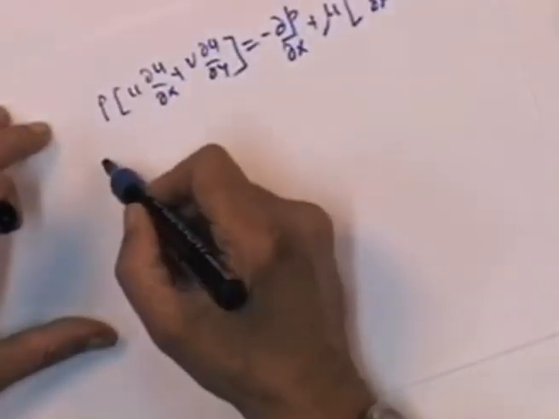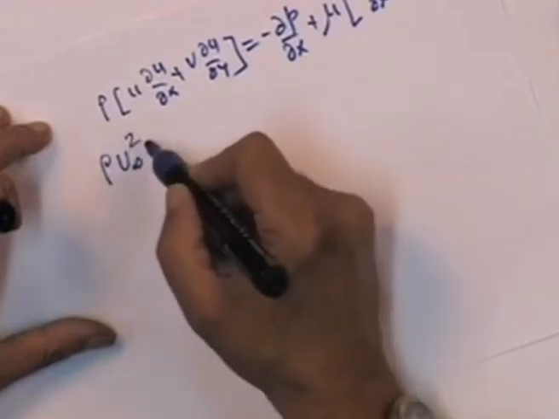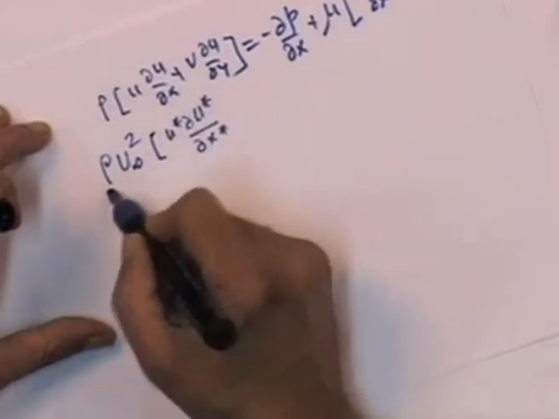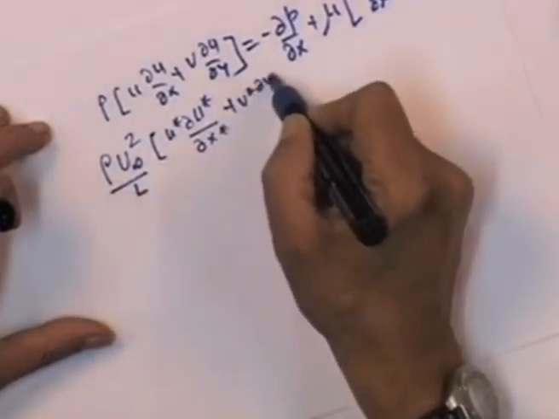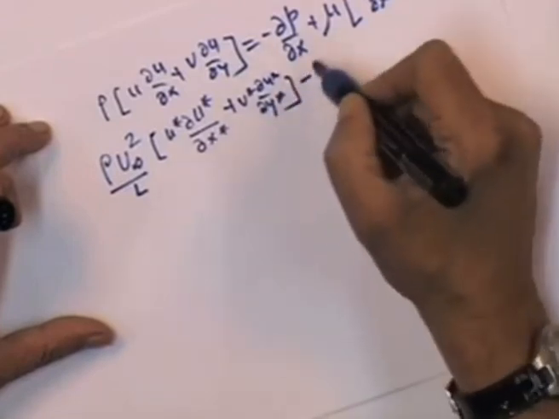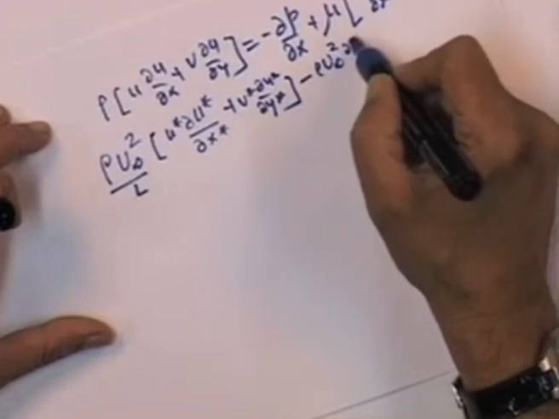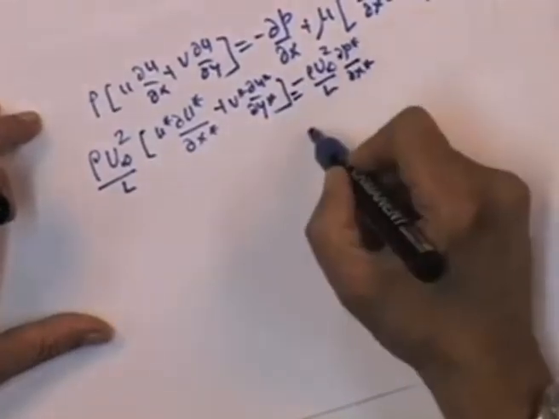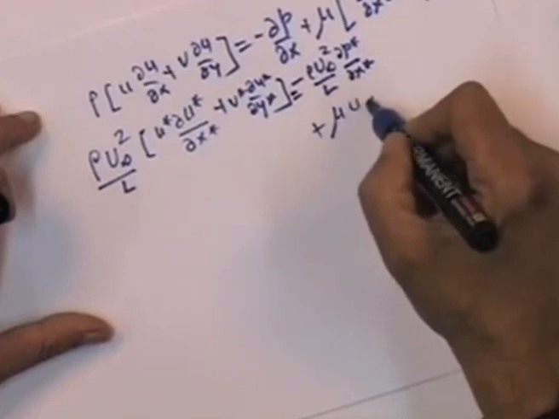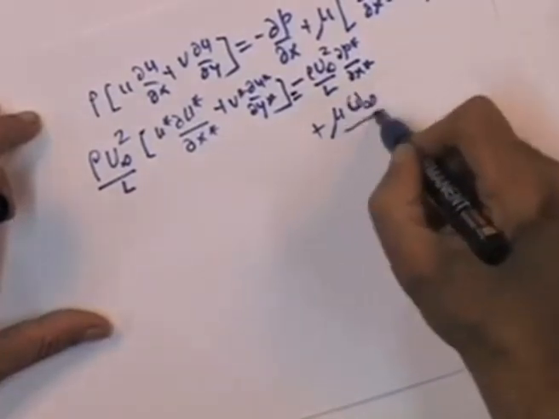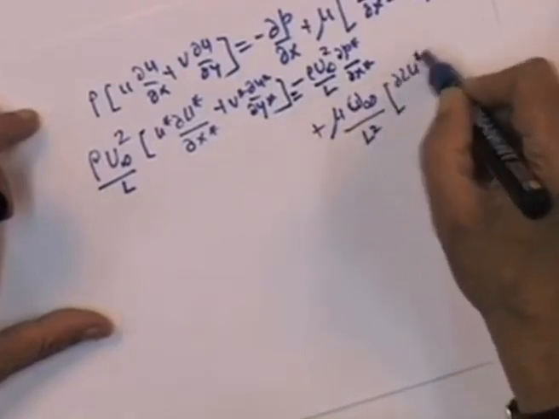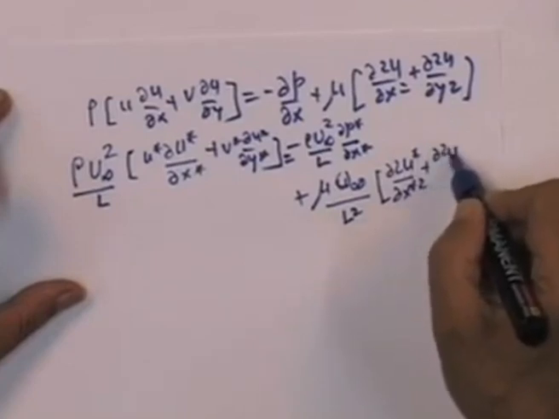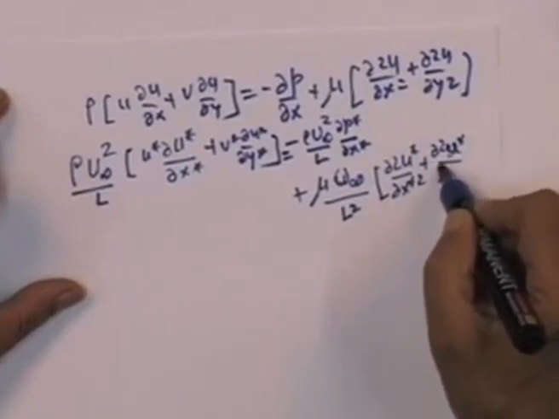If I non-dimensionalize this equation, I will have rho u infinity squared giving me u star du star by dx star, which is L, plus v star du star by dy star minus rho u infinity square dp star divided by L dx star, all this is equal to plus mu times u infinity divided by L square d2u star by dx star square plus d2u star by dy star square.